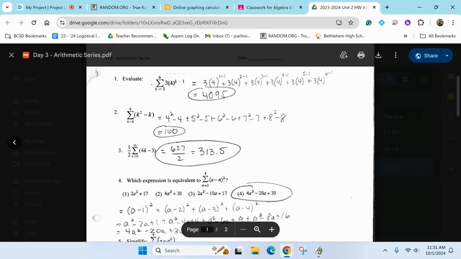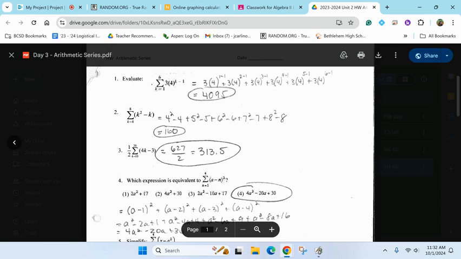Flip the page to the assignment. Flip the page. There we go. Flip the page to the assignment on the next page. I'll wait. There we go. All right.